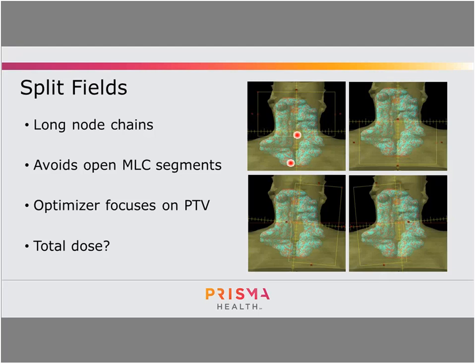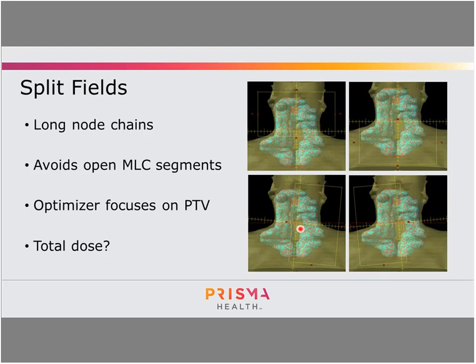I think the biggest benefit of this is that you're not going to have open segments between the 2 node chains. That helps, especially on head and necks, when you have things like the larynx, esophagus, cord, all those things in the middle here. It really helps spare those structures, and it helps the optimizer because you're not having to make as many decisions. The jaw is doing some of the blocking for you, so the optimizer is focusing on the PTV more.